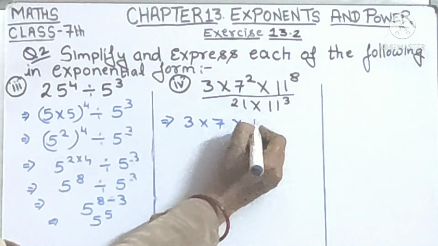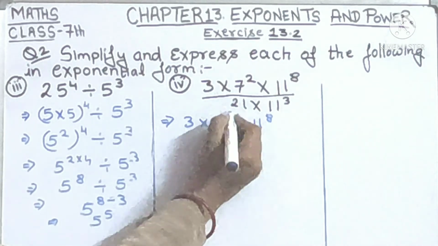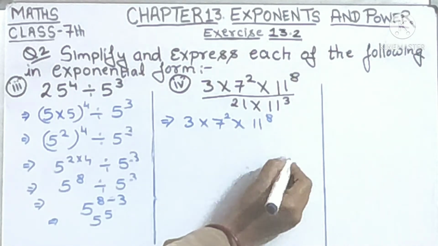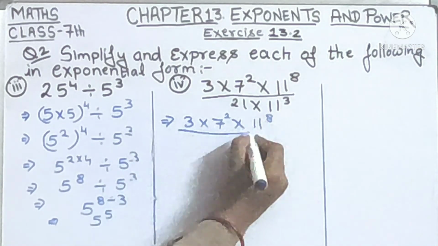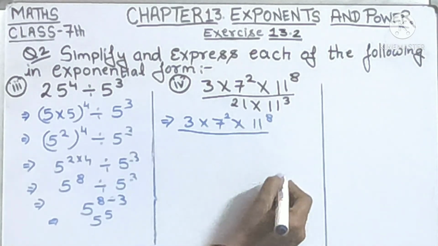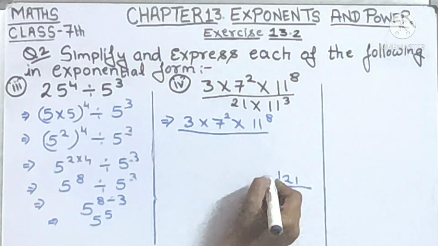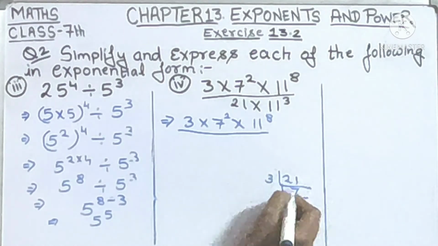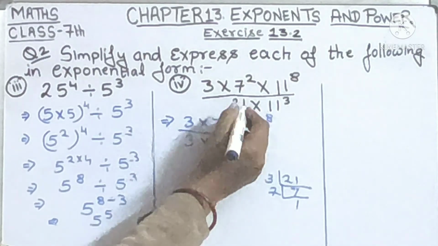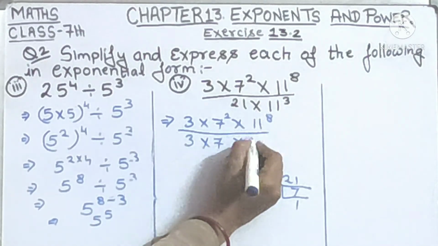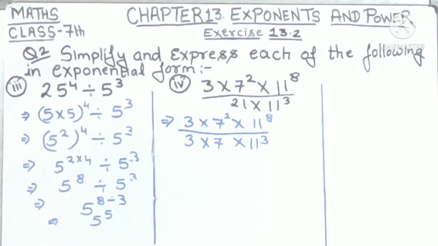Into, can you break 11? Let us find the LCM of 11. It also comes in the table of 11 only, so we cannot break it. Upon 21. Can we break 21? Yes, of course. 3 sevens are 21 and 7 ones are 7. 3 into 7. 3 into 7 into 11 raised to the power 3.